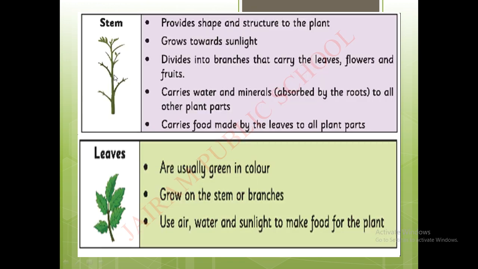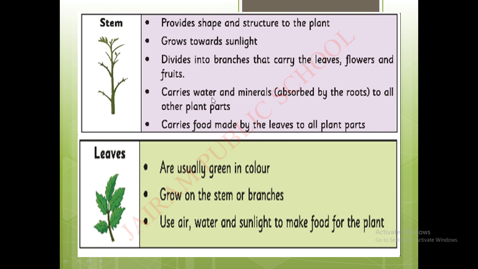Next we can see about the stem. The stem provides shape and structure to the plant. It grows towards the sunlight. Yes, of course, as the stem is above the soil, it grows towards the sunlight. Stems are divided into branches that carry the leaves, flowers and fruits. So the leaves, flowers and fruits grow on the stem part.